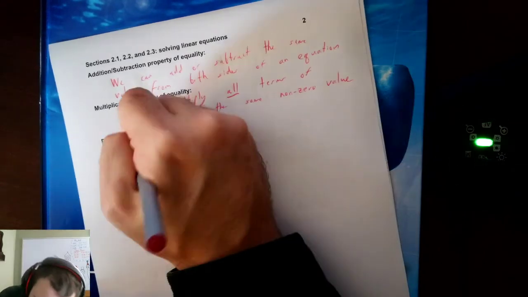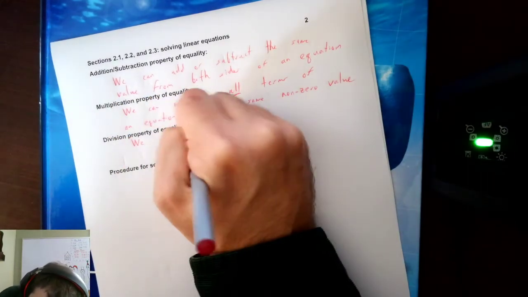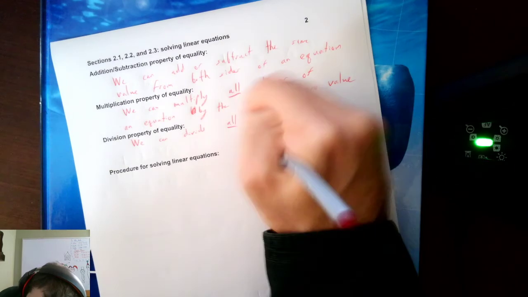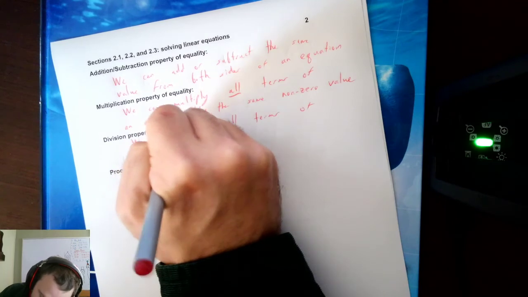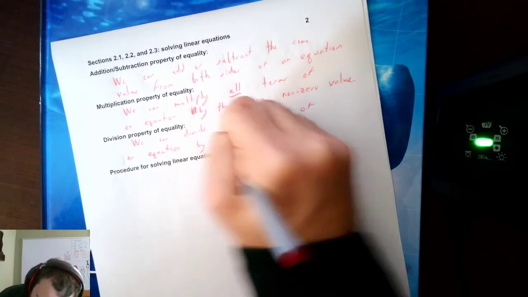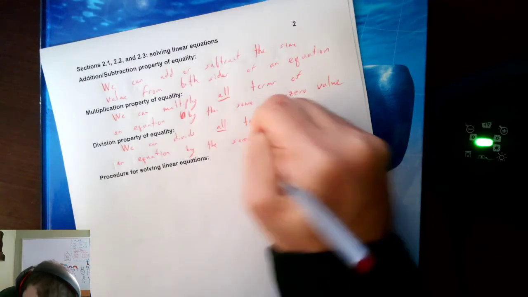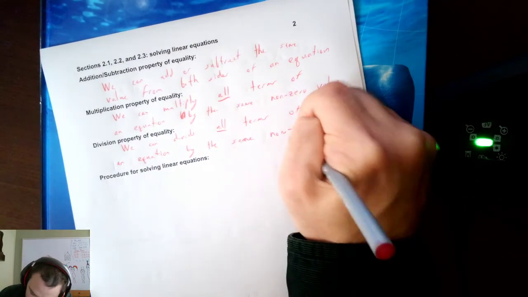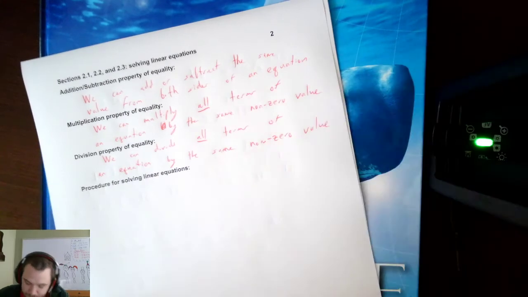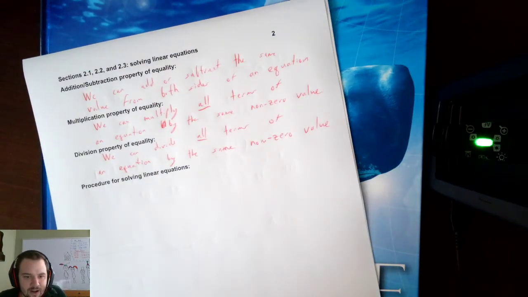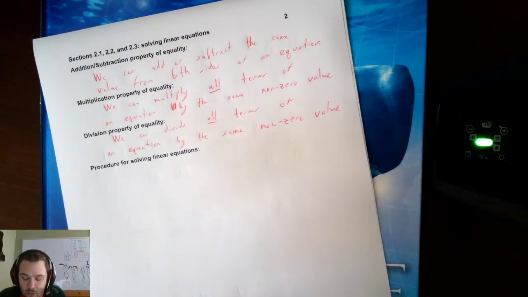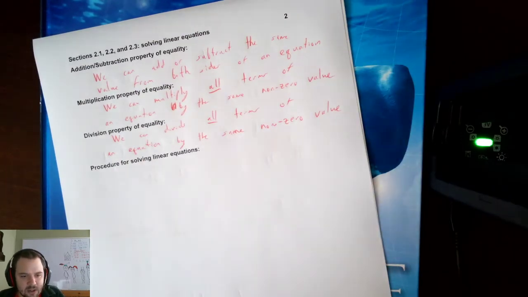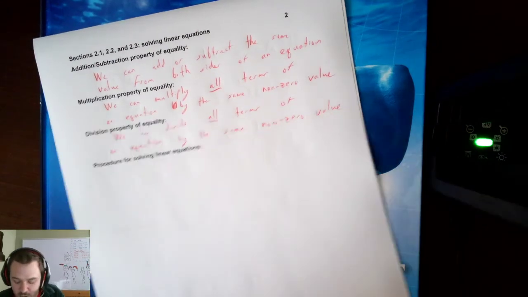The division property says we can divide all terms of an equation by the same non-zero value. We can divide all terms of an equation by the same non-zero value. And these 3 properties, we can add or subtract, multiply, or divide both sides of an equation, will allow us to use a certain procedure.